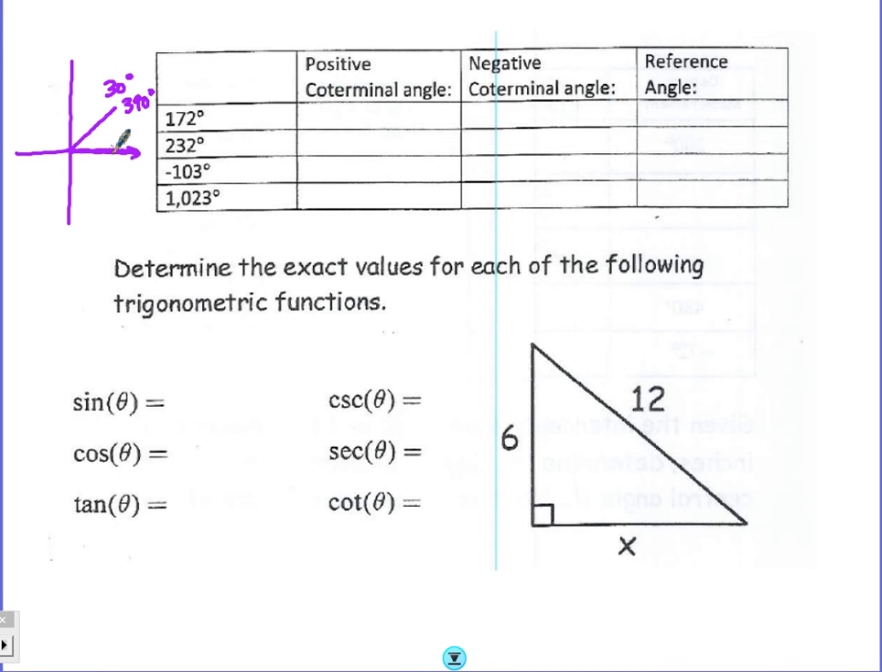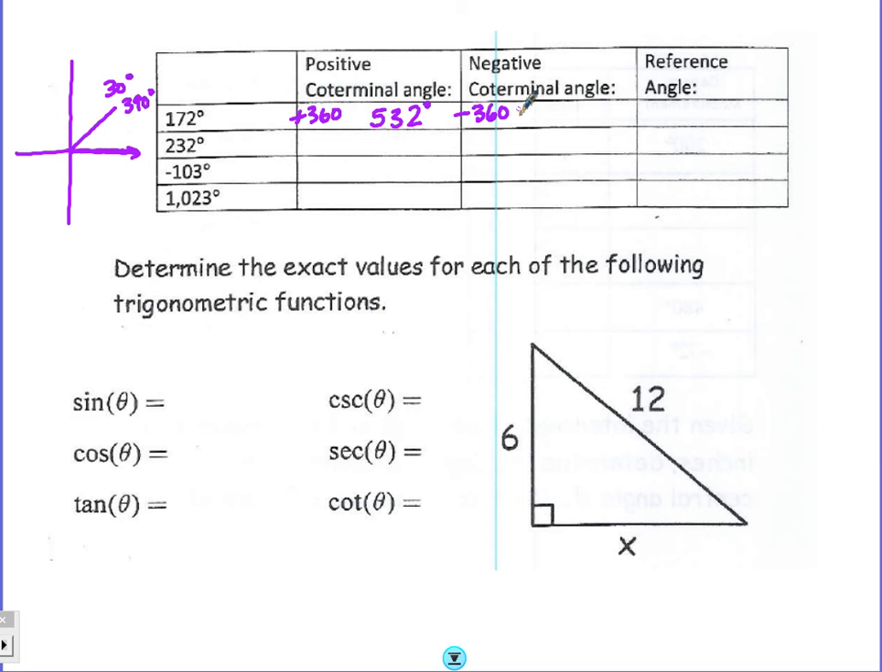Alright, so if I took 172 and wanted to find a positive coterminal angle, I would just add 360. And I would get, let's see, we have to do this without a calculator. So 2, that would be 13, carry the 1, 3, 4, 5. 532 degrees. And if I found a negative coterminal angle, I'm going to want to subtract 360 degrees.